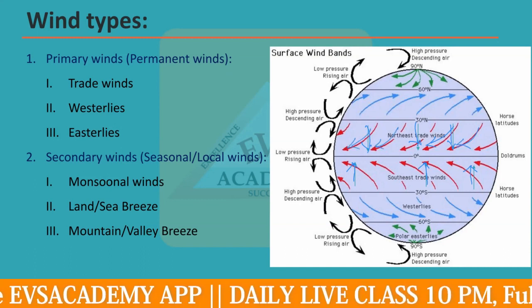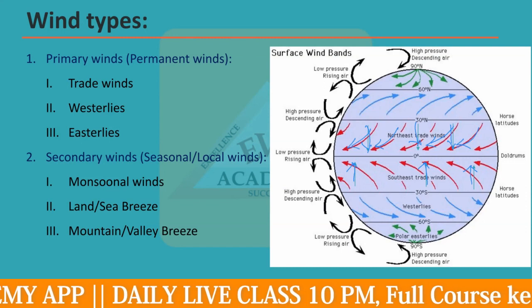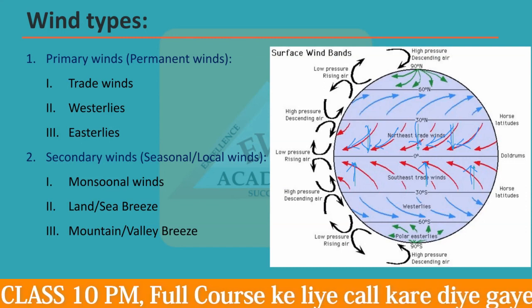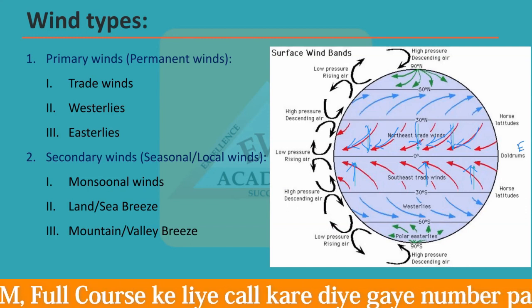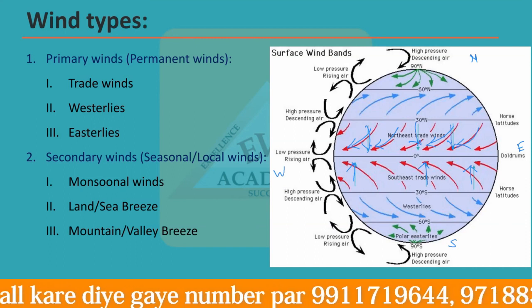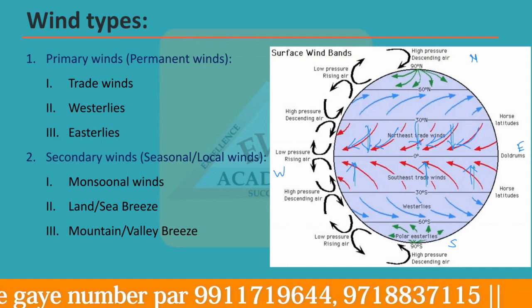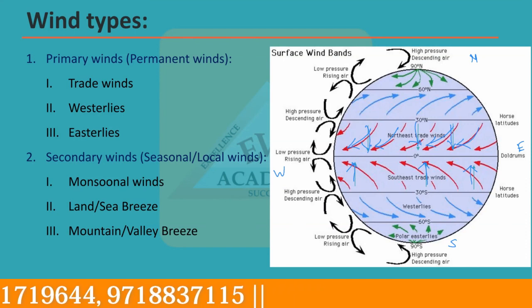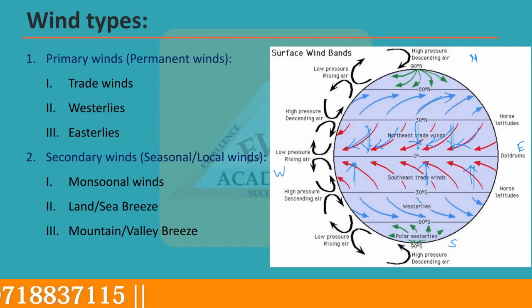These would be called tropical easterlies or trade winds because they are coming from the eastern side and going towards the west side. This is the east and this is the west. This is north, we already know, and this is the south pole. Then you have to make the opposite arrow when you cross the horse latitude. The wind direction would now be opposite: south to north in the northern hemisphere, north to south in the southern hemisphere.